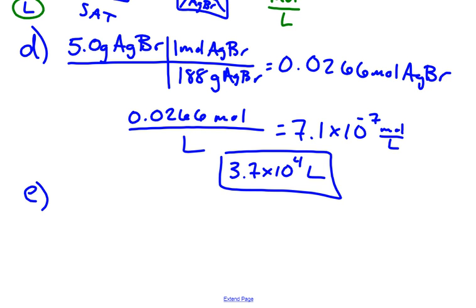A student mixes 10 mils of 1.5 times 10 to the negative fourth molar AgNO3 with 2 mils of 5 times 10 to the negative fourth molar NaBr and stirs the resulting mixture. What will the student observe? Justify your answers with calculations. Okay, so when in doubt, get the equation.